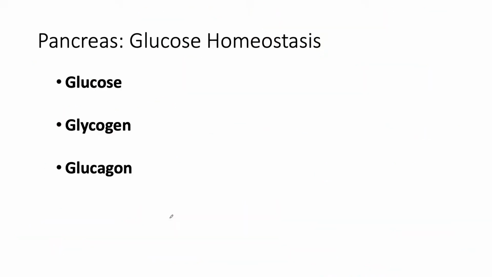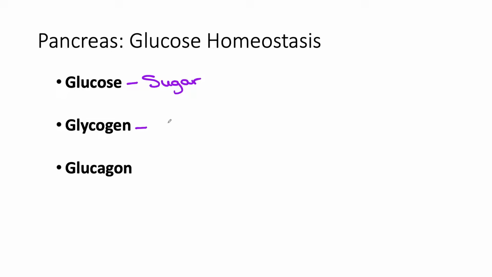Our next random gland that we're going to talk about is the pancreas. And the pancreas is responsible for glucose homeostasis. But before we start, I want to quickly go through the differences in these three vocabulary words. Glucose is a sugar. It's what we use when we break down sugars to make ATP in cellular respiration.